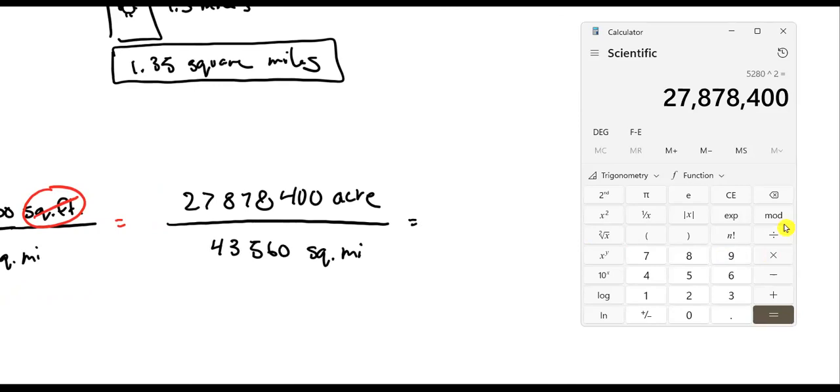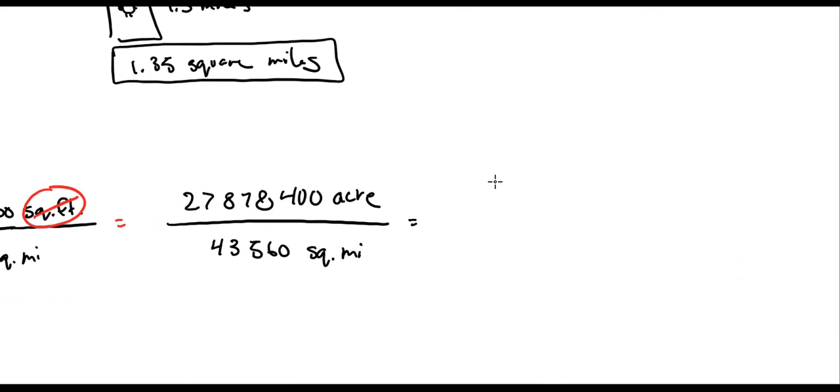Let's take the 27 million and divide it by 43,560. I get 640. Okay, so this is simplified way down. I have 640 acres for every 1 square mile. This is much more useful now. Now I have a direct conversion from square miles to acres or vice versa. So if you have 1 square mile, you have exactly 640 acres.